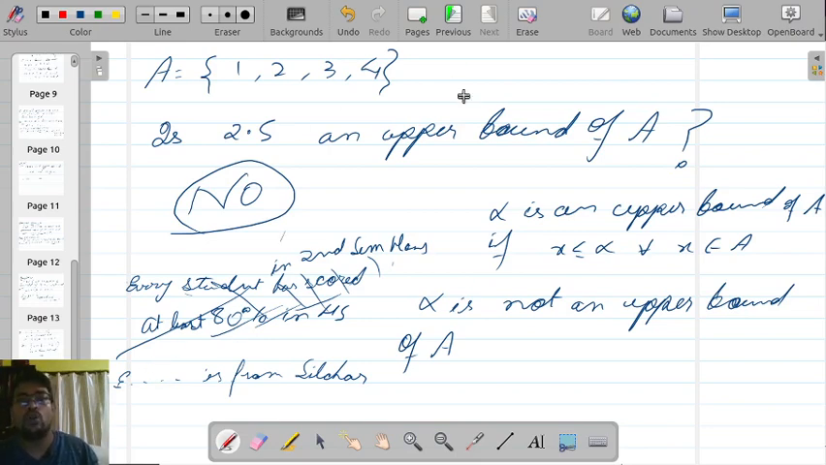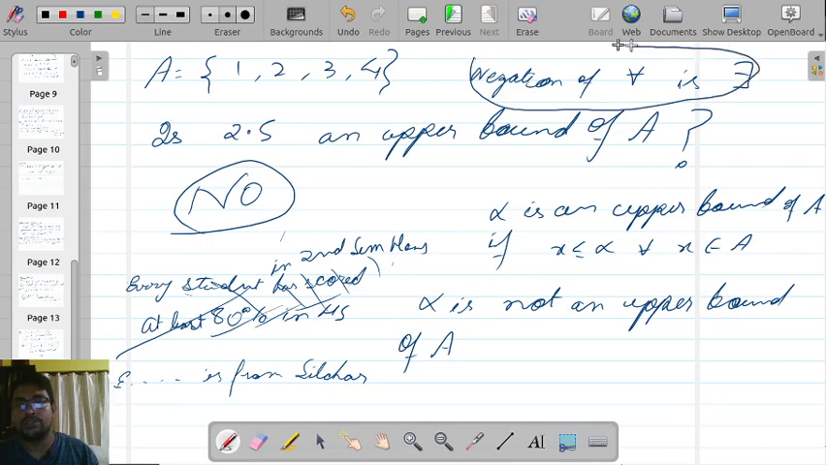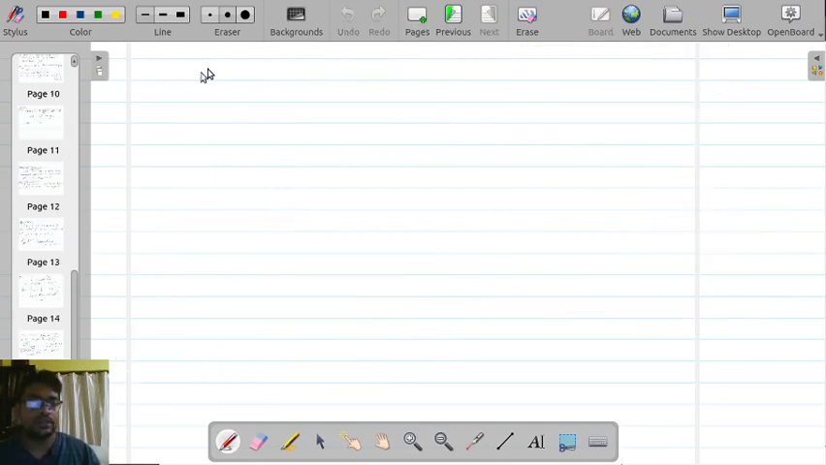So the opposite, or negation, of for all is there exists. This is what you have to remember. It's a very important thing. Negation of for all is there exists, right?